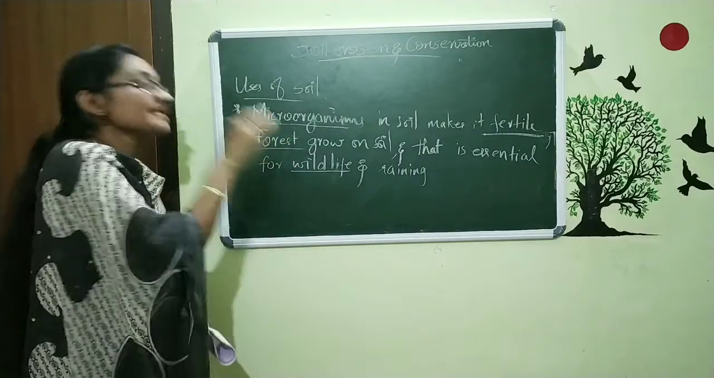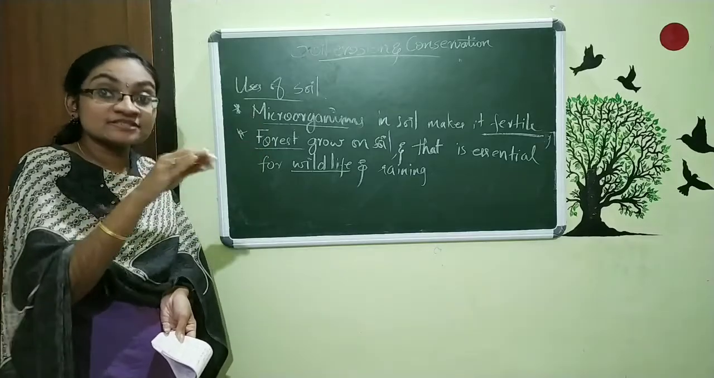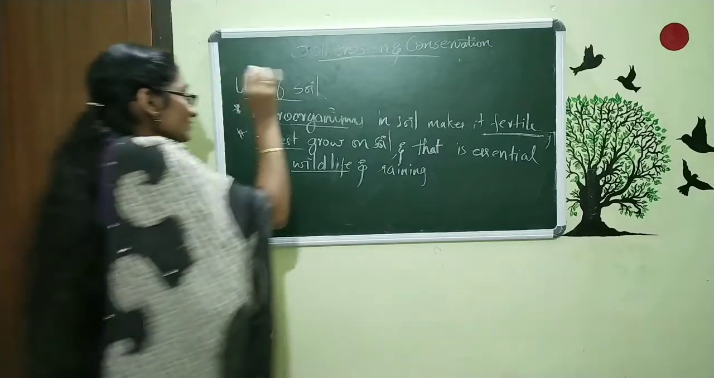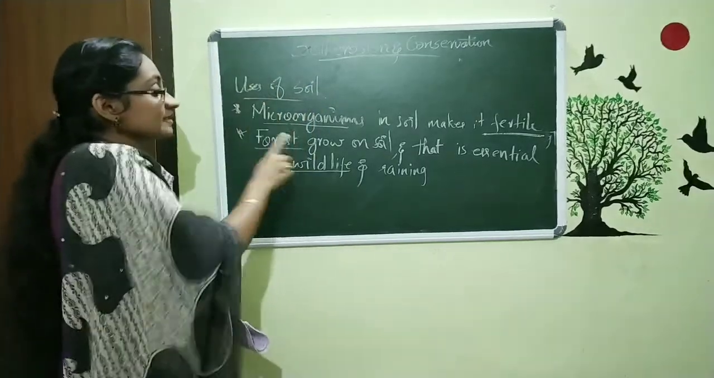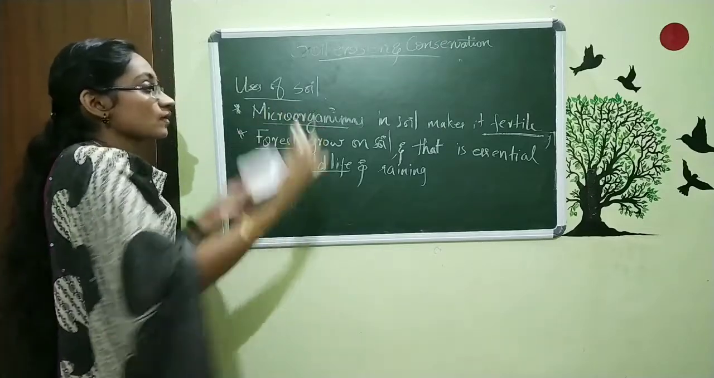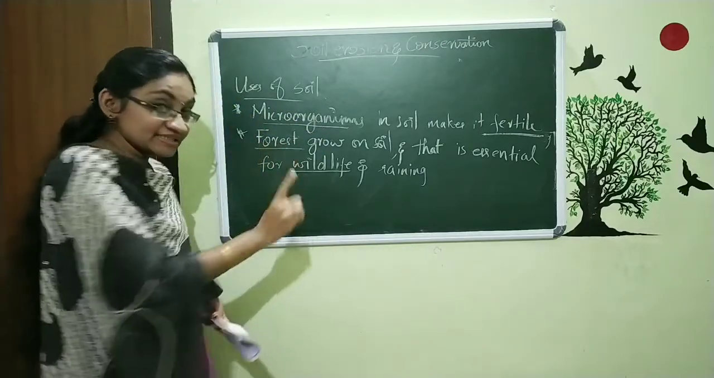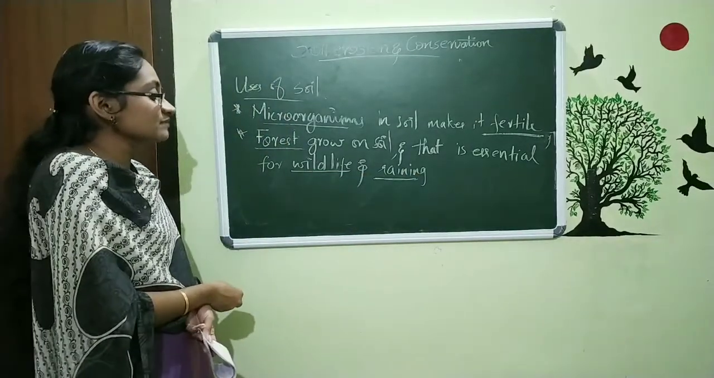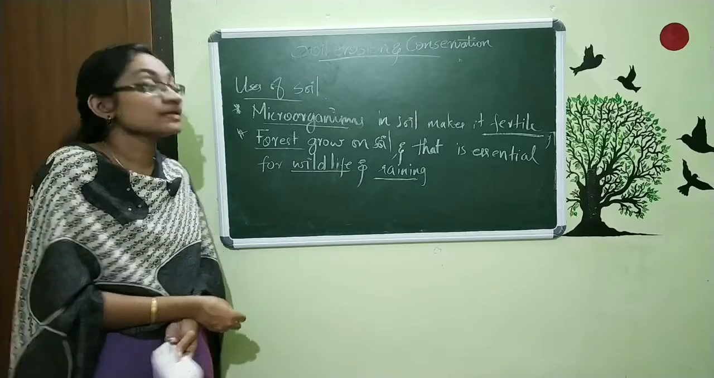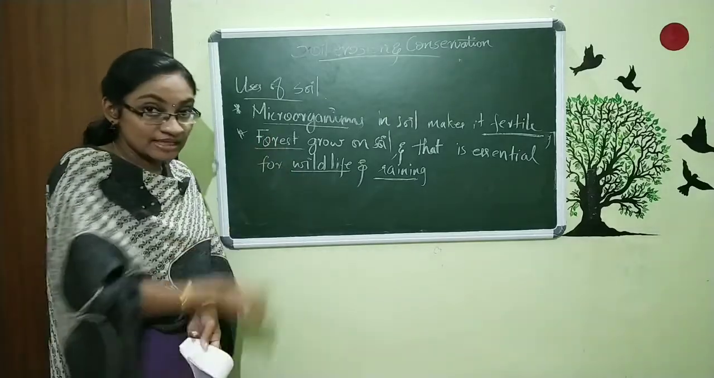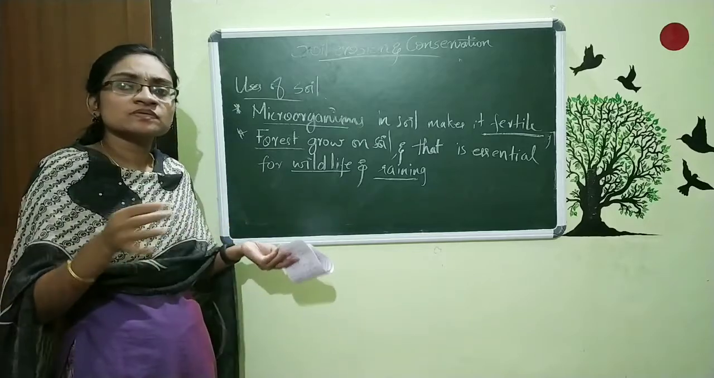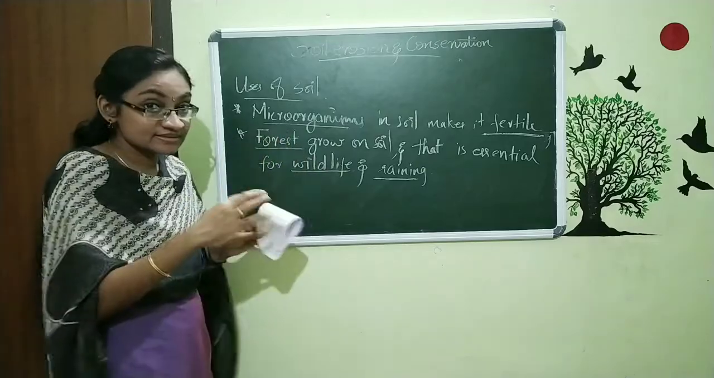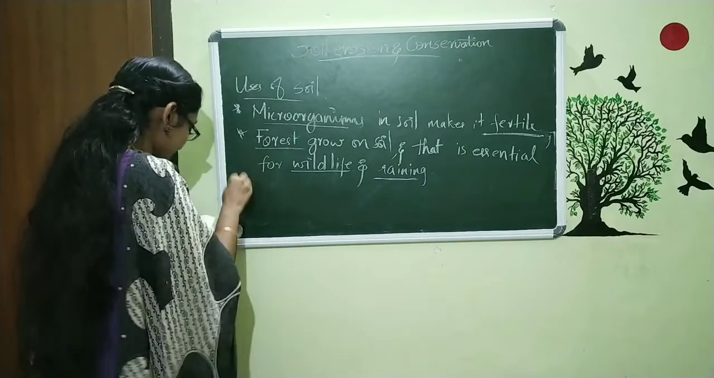So every animal, every living being has its own space in our universe, or on our earth. Using this soil, the forest is growing on the soil, and that is essential for wildlife, and also that leads to rain. When deforestation occurs, what happens? It will affect our rain, and also lead to damage for the living beings and all the life that exists on our earth. So that's the next point.